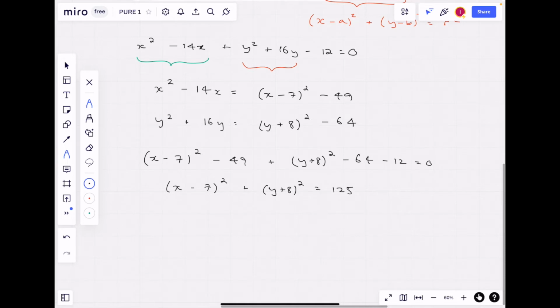Like this. Remember that this is equal to r squared. So the radius would be the root of 125, which is 5 root 5. And the center is taken from the brackets. So 7, minus 8. There you go. That's that done.